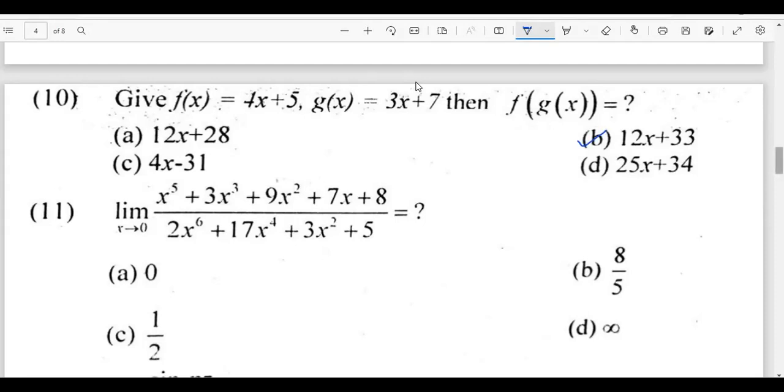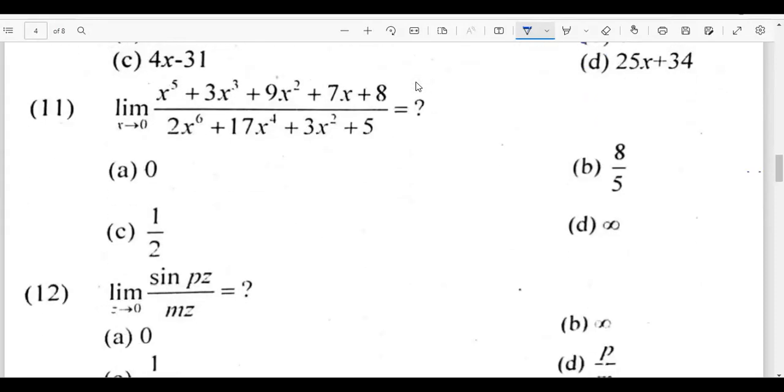Okay, let's talk about the 11th question. It's in front of you. We'll be plugging in x equals 0 and we see that all of them would become 0 except this 8 and 5. So all this would become 0 and all this would become 0. So we would be left with 8 and 5 and the answer is going to be B, 8 by 5.